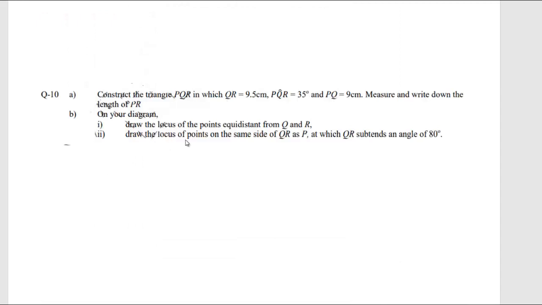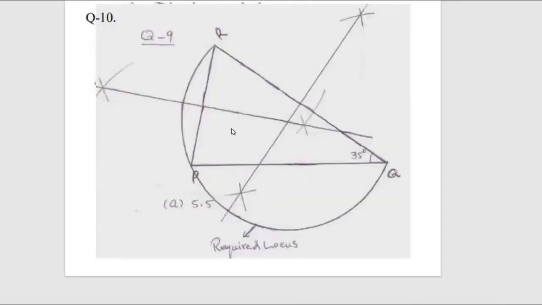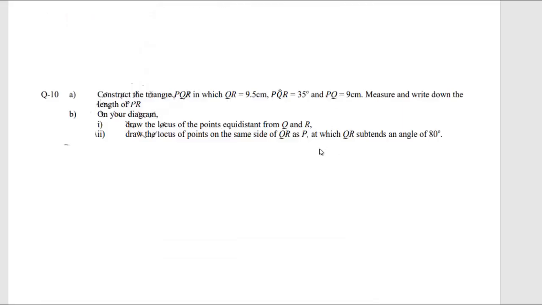Draw the locus of points. These are points on the same side of QR as P, at which QR subtends an angle of 80 degree. So the locus of the points will be on the left side of QR, because it is mentioned that locus will be on the side where P is. Angle subtended by this chord QR on the locus is 80 degree. So this is the angle property of a circle.